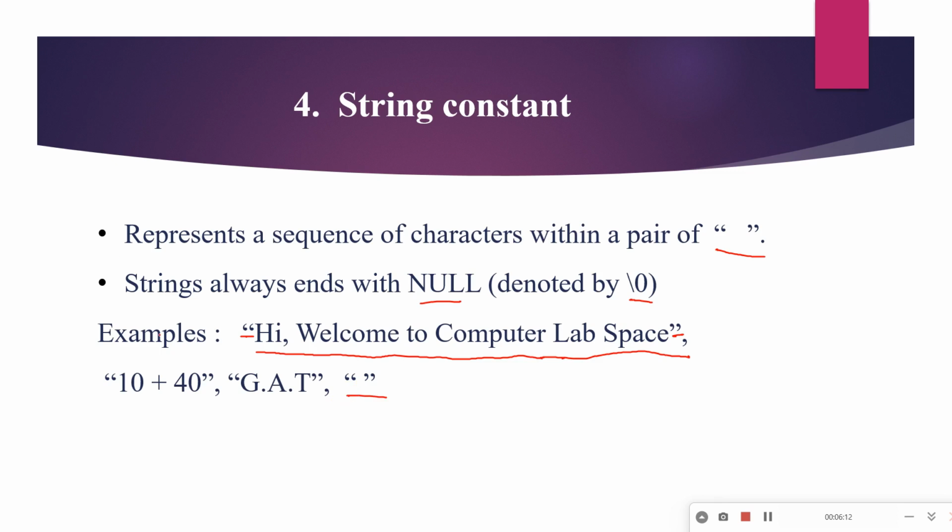Whenever we represent a string constant, whenever we represent strings which end with the null character, this also takes 1 byte of memory. Okay, the ASCII value for the null character, that is for slash 0, is 0, and this takes the memory of 1 byte. Is it clear?